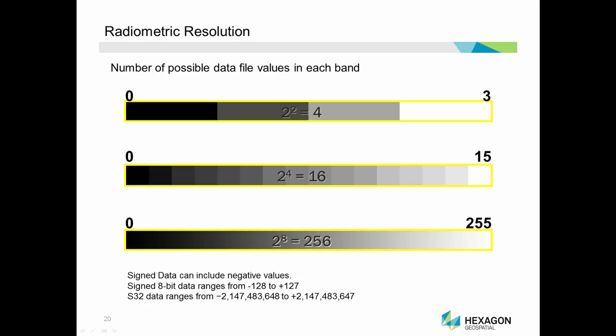There is also a difference between signed and unsigned data. Both have the same number of total values, but signed data will have both positive and negative values, while unsigned data will have only positive values.